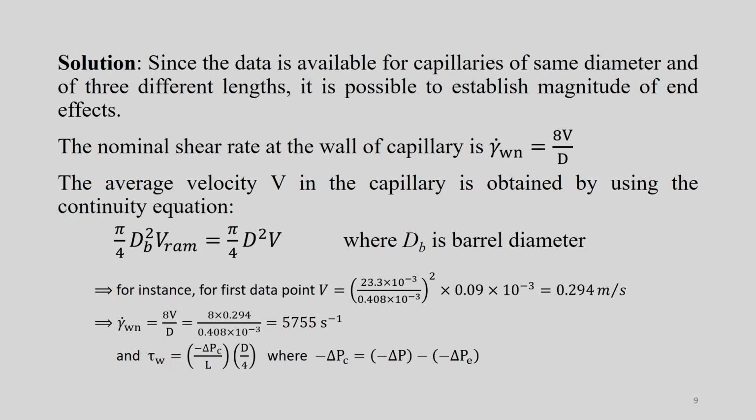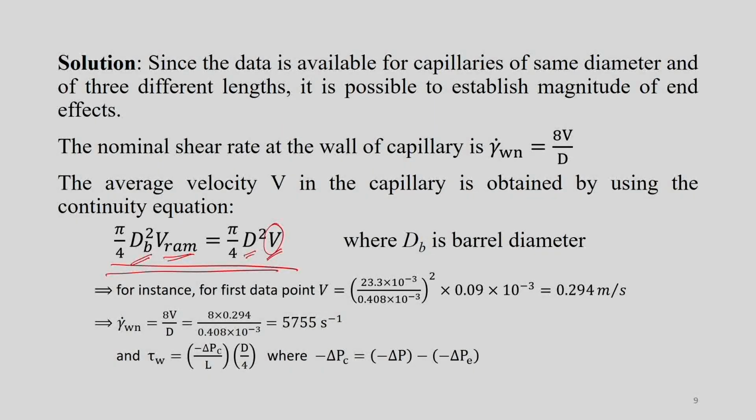Okay. So now we can use the continuity equation to get the velocity of the fluid in the capillary from the velocity of the fluid in the barrel. Using the continuity equation, pi by 4 dB square V ram is equal to pi by 4 d square V, where dB is the diameter of the barrel, d is the diameter of the capillary, V ram is the barrel velocity and V is the capillary velocity, right. So now except V, everything is known.